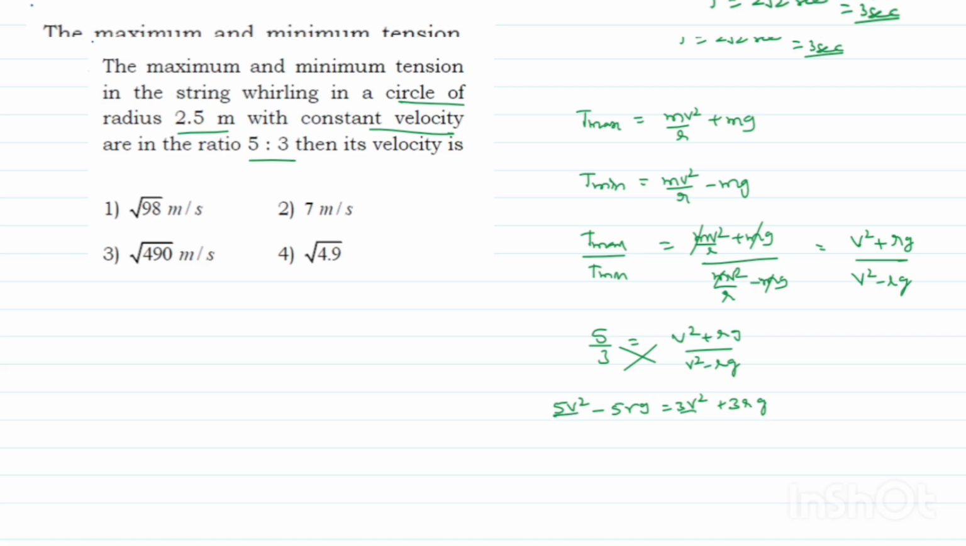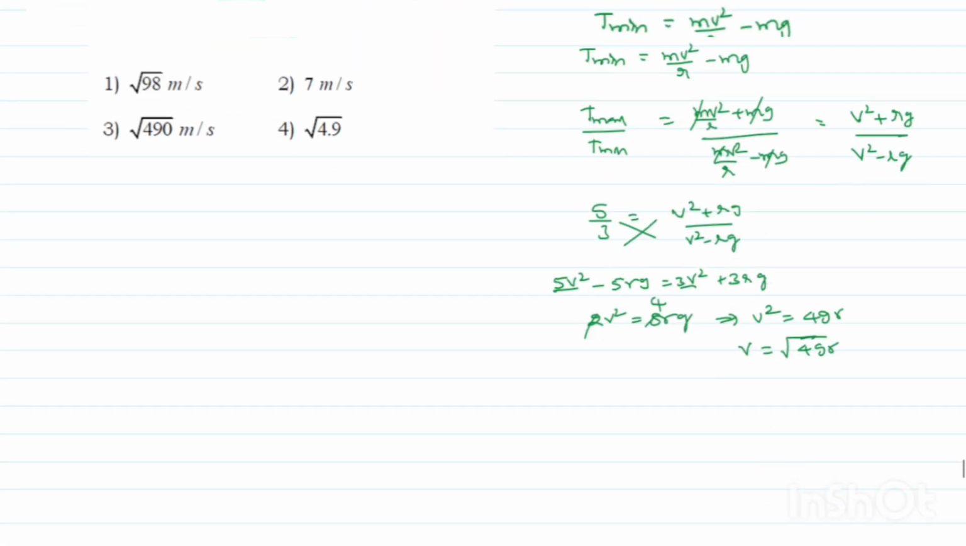So 5v square minus 3v square is 2v square, which will be equal to 5 plus 3, which is 8rg. So dividing by 2, 4 times, v square will be equal to 4gr. Then v equals root of 4gr. So v equals root of 4 into g value, which you can take as 9.8, and its radius value is given as 2.5. Under the root, when you simplify this, you will get root over 98, in meter per second.